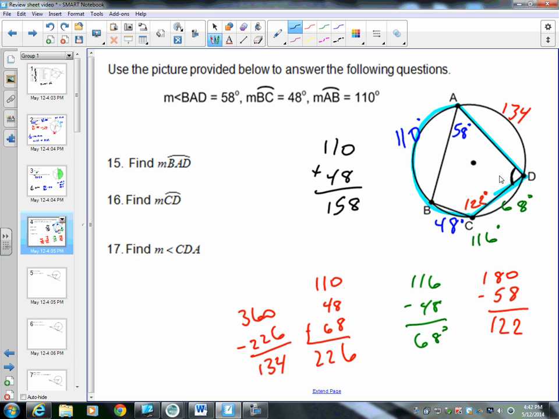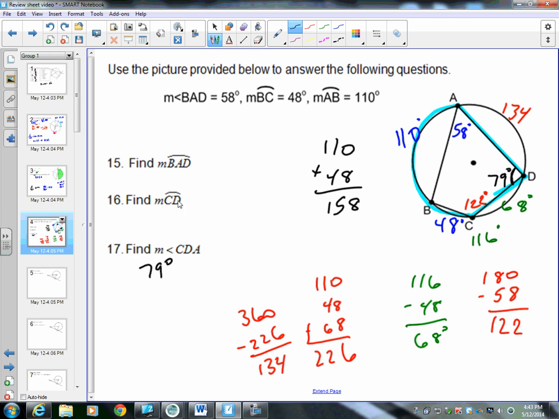And we can divide 158 by 2 to get 79 degrees for our angle CDA. That is right here, so measure of angle CDA is 79 degrees. Again, it came from right here.